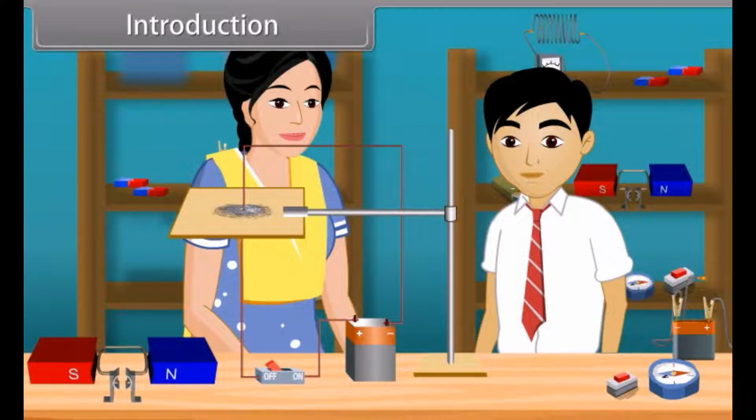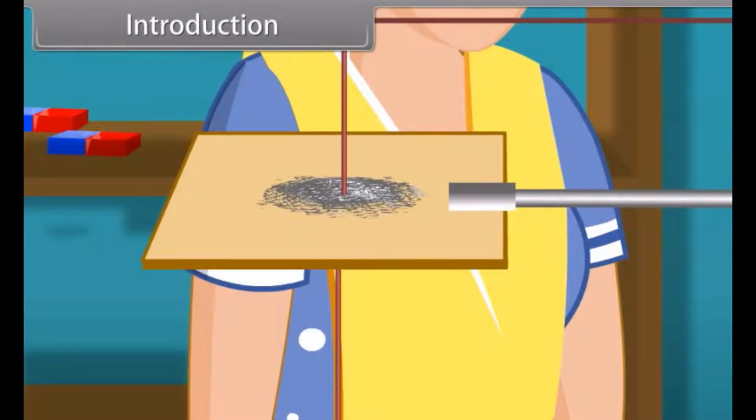Then, she sprinkles the iron dust on the cardboard uniformly. After setting up the arrangement, she switches on the circuit. When she switches on, some movement is shown in the iron dust particles and they start arranging in a concentric circle pattern. She performed this experiment to show you the magnetic effect of current.